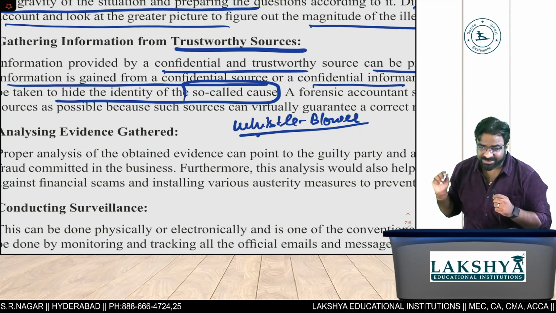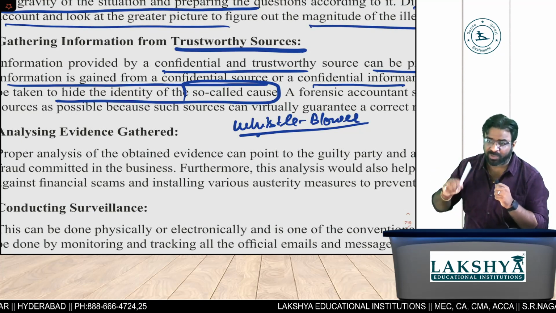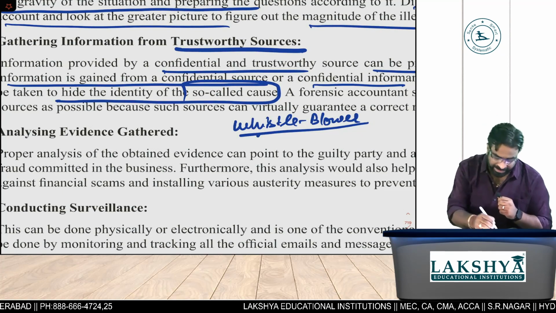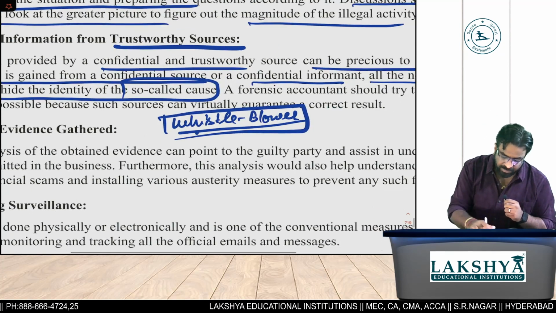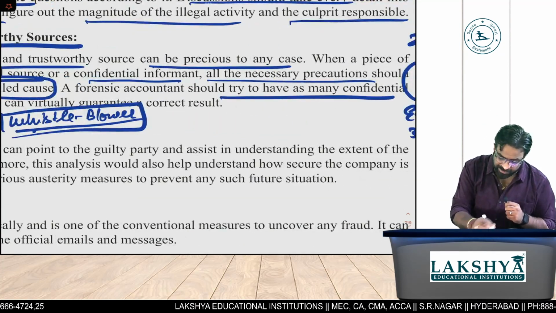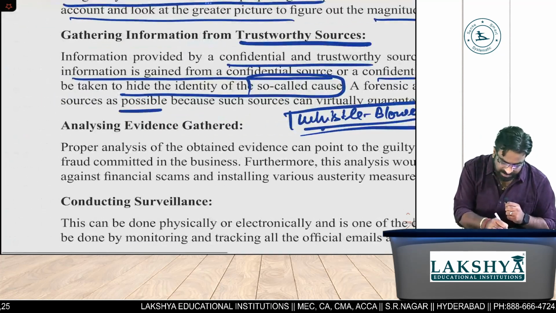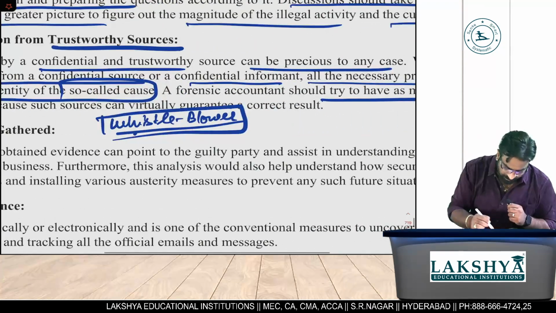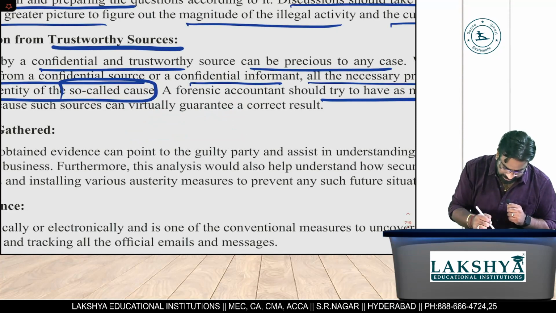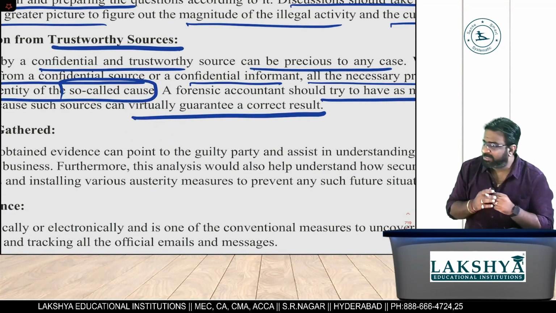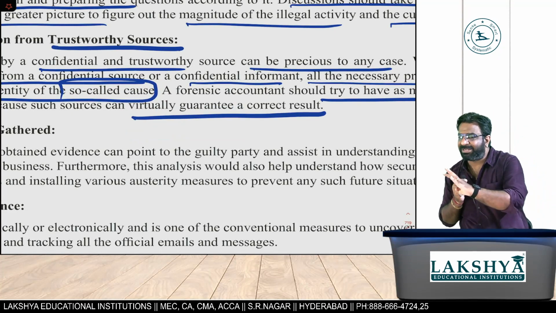Because that person has taken his life on the risk to give you what? Information. For that reason only which policy came? So forensic auditors should try to have as many confidential sources as possible, because such sources virtually guarantee a which result? Correct result. So what are the three techniques so far?